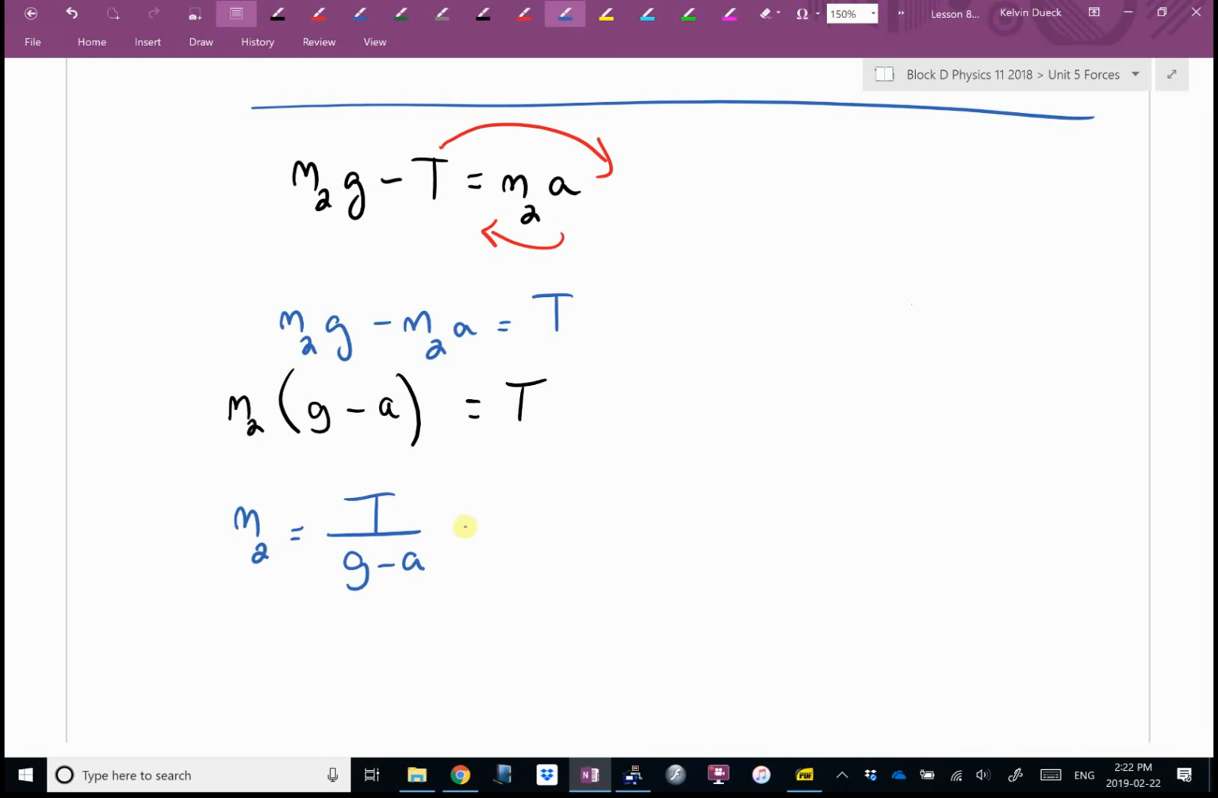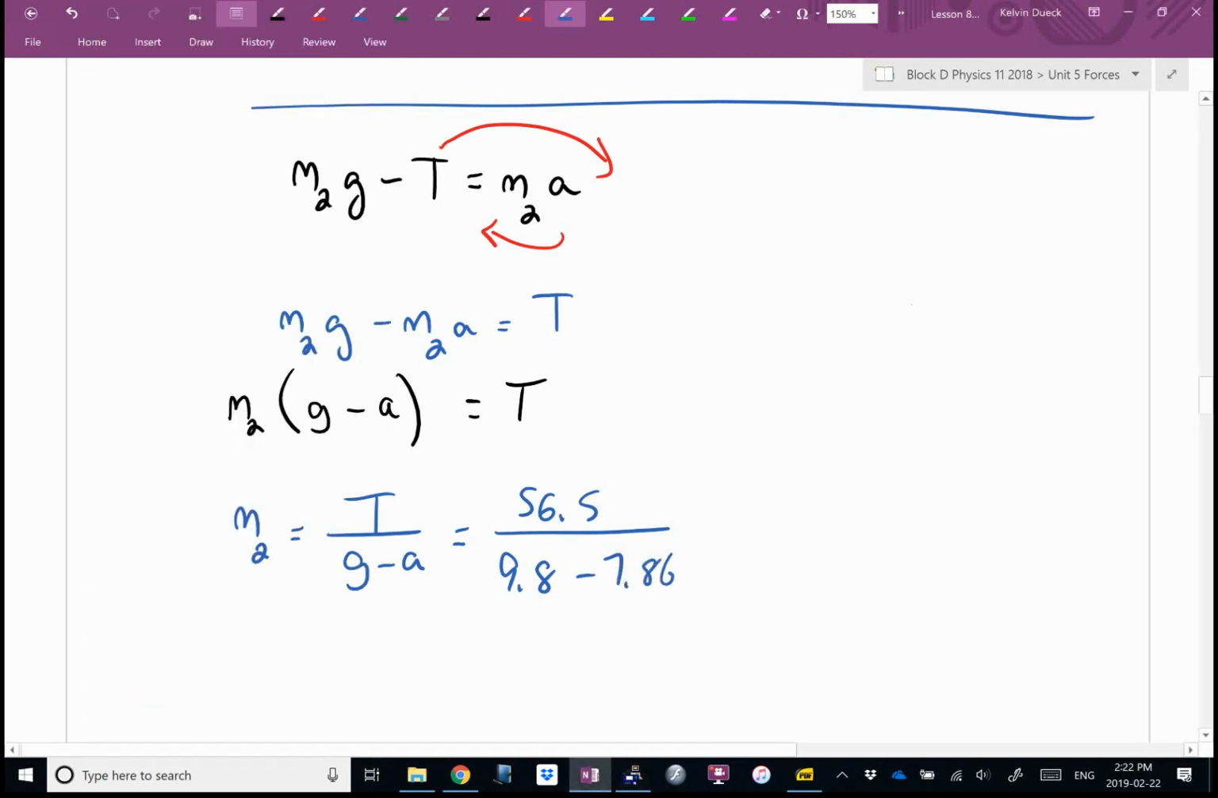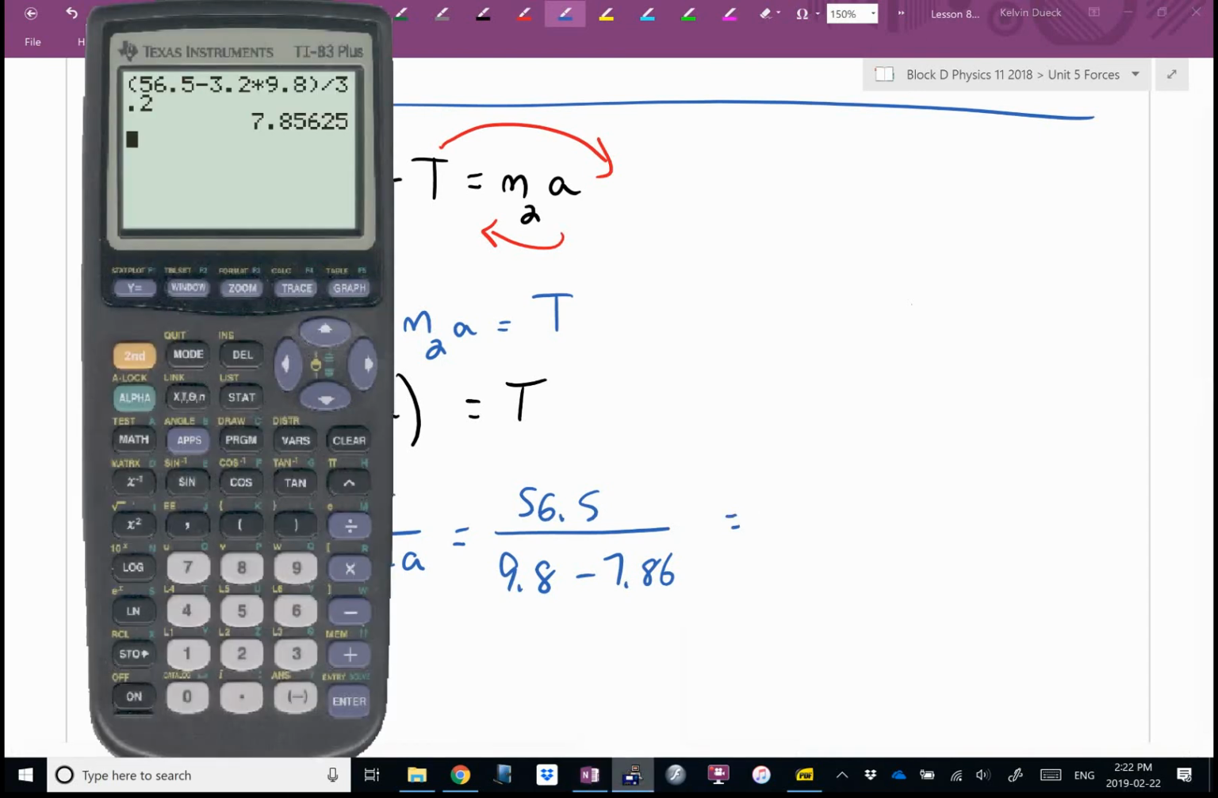I've scrolled down, Sam. What was tension? They told me that. I think it was 56.5. And then G was 9.8 minus, and A was, I'm going to write 7.86, but I'm going to use my answer button there. It was 7.85625, and I don't want to round off if I can avoid it. Is this a fraction, Sam? More than one thing on the top? Oh, so I don't need brackets around the top. Definitely need brackets around the bottom.